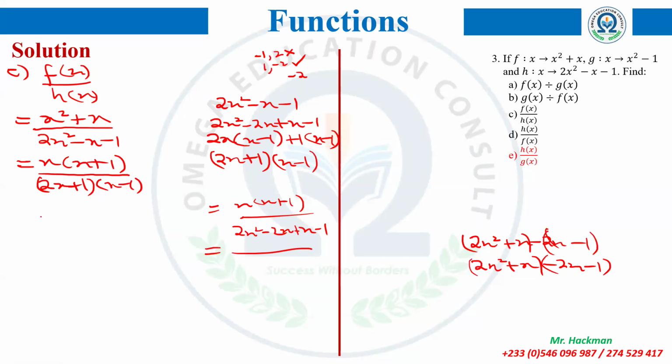So we are going to write, therefore, what were we asked to find? F of x over h of x will be equal to whatever you had here: your numerator being x into x plus 1, your denominator being 2x plus 1, into x minus 1. I guess my point is well made now.